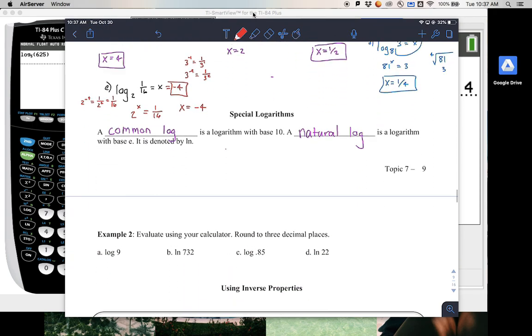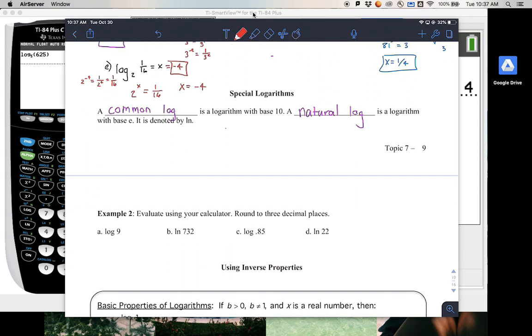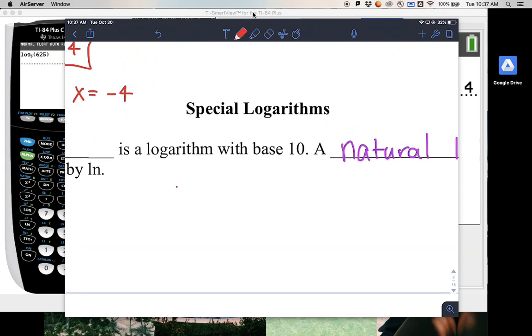Okay, now you have 2 special types of logs here. We have a common log, which is a log of base 10. So it looks something like this. You could say, like, log of 27 or something like that. This would be implied of a base 10 right here if it's not written.